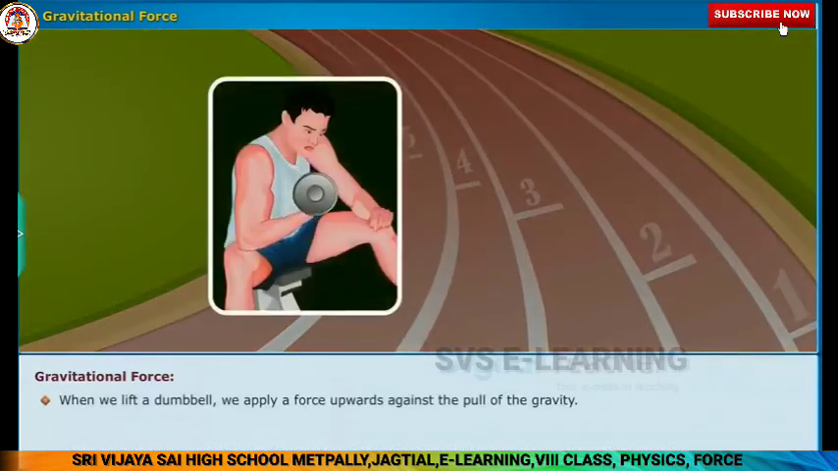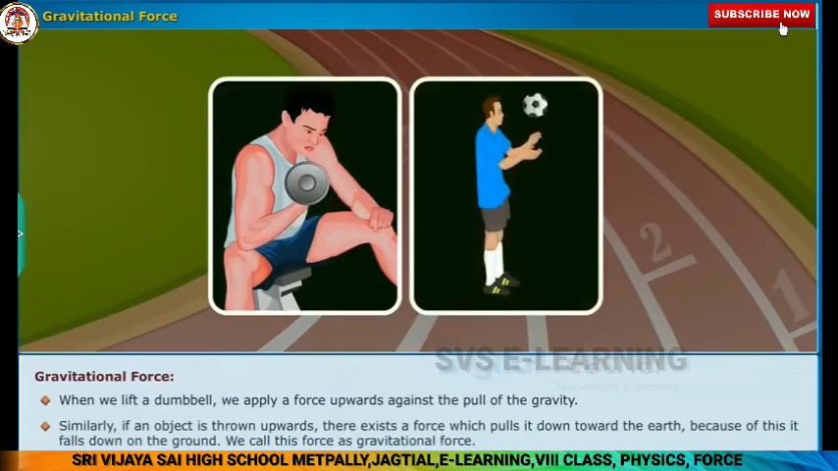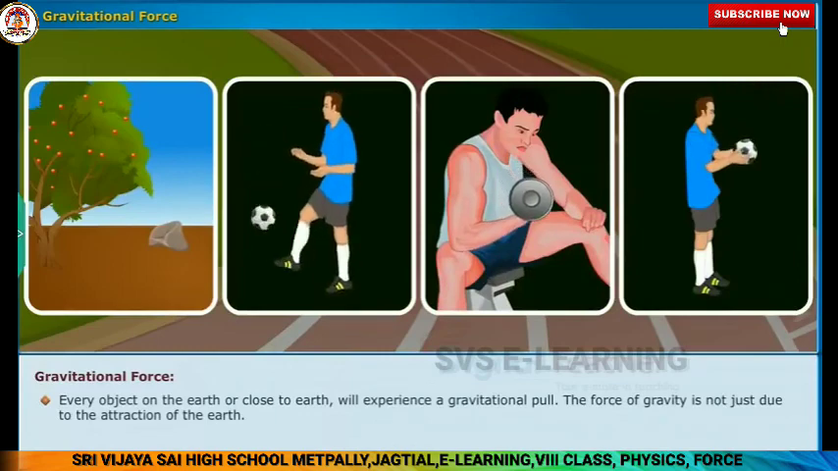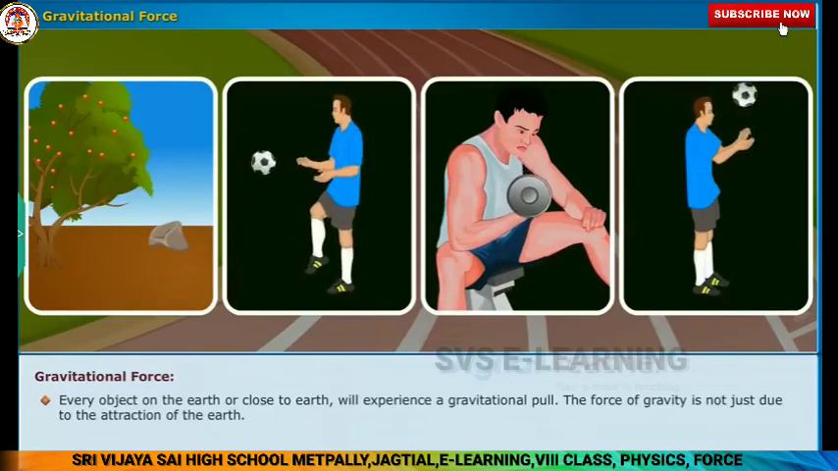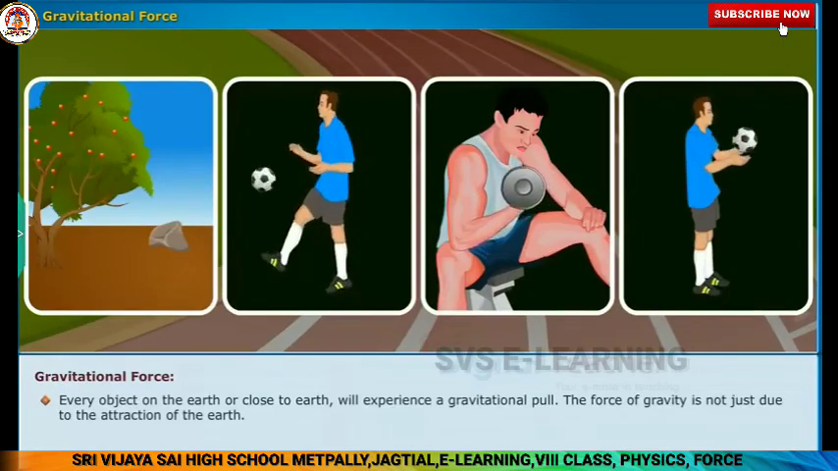When we lift a dumbbell, we apply a force upwards against the pull of the gravity. Similarly, if an object is thrown upwards, there exists a force which pulls it down towards the earth. Because of this, it falls down on the ground. We call this force as gravitational force. Every object on the earth or close to earth will experience a gravitational pull.